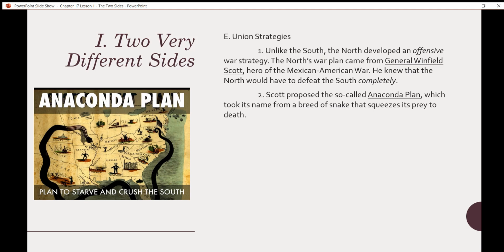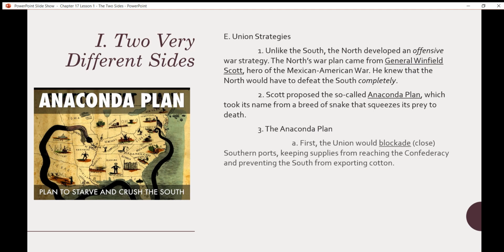But anacondas are known to squeeze their prey to death. So this name is actually pretty fittingly attributed to this plan. As it says here in this picture, it was a plan ideally to starve and to crush the South. Okay, so the Anaconda Plan is made up of pretty much 3 distinct parts.